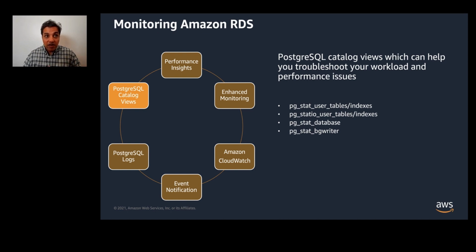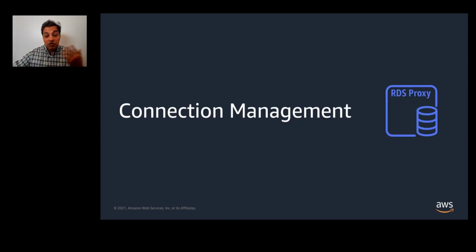Same goes for pg_statio, where it gives you a little more information about the I/O, how much I/O was used on a certain table or index. pg_stat_database is much higher level on the database side, so you can see how many commits or rollbacks were done, for example. And pg_stat_bgwriter is somewhat more specific to RDS Postgres, where if you want to look at how often the checkpoints are happening and how the background writer is working, there's good information around the background writer available in that catalog. With that, we will move on to our next topic, which is connection management.